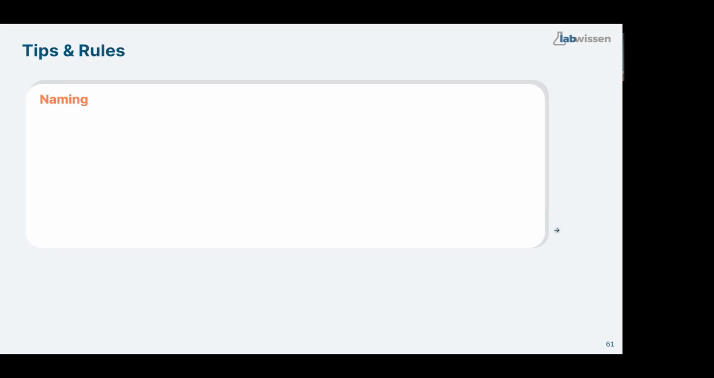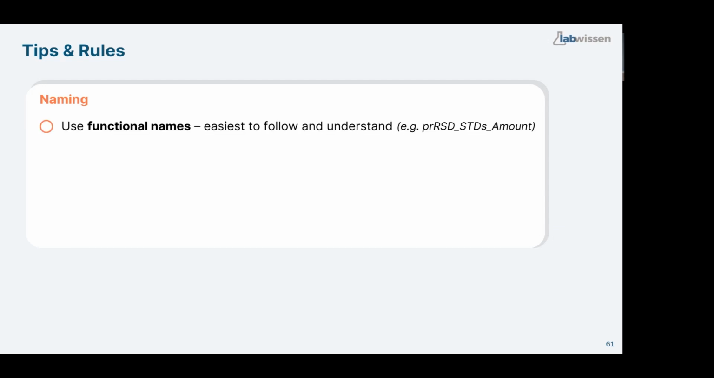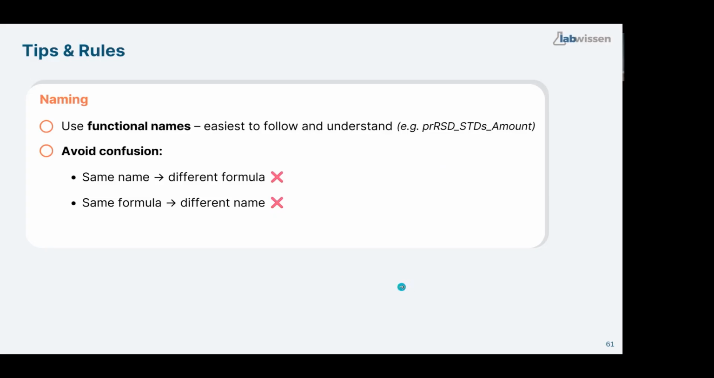Then naming. We already talked about these rules: we are not allowed to use spaces or special characters. Here are some extra rules. Use functional names that are easy to follow and understand, something like %RSD standards amount. You can see the name of the custom field and understand what it does. Avoid confusion. For example, you have custom fields in different projects that are called the same but have different formulas, which is very confusing, or the same formula under a different name. That is just overwhelming. You might validate the same custom field 3 times only because it's called differently and you forgot you already have it. Keep track of all your custom fields with clear, consistent naming.